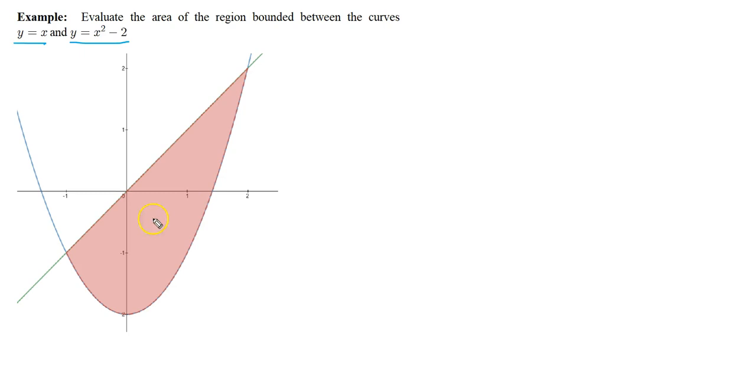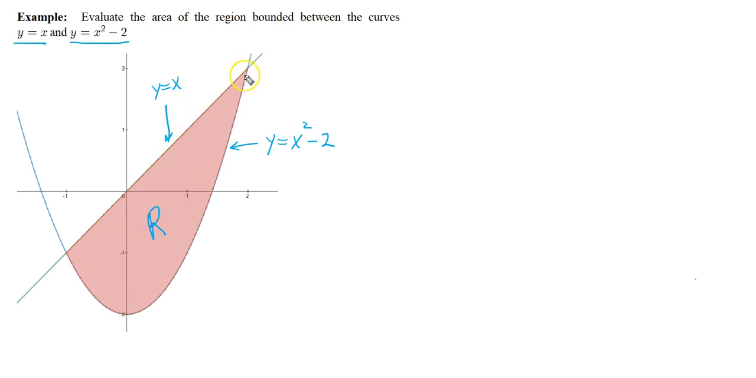So down here we have the two functions graphed. This curve right here is the graph of the parabola, and the graph of y equals x is this one, of course. And so it looks like x is the larger of the two functions. And so this is the region here that we want to find the area of, this red shaded region.